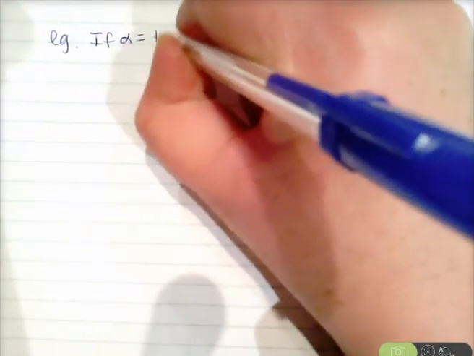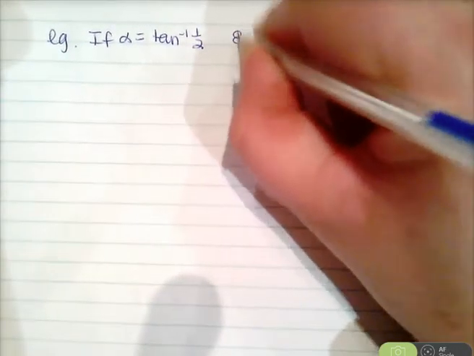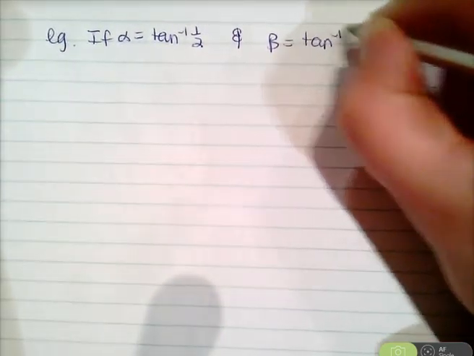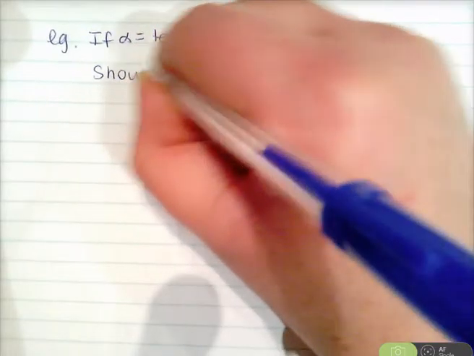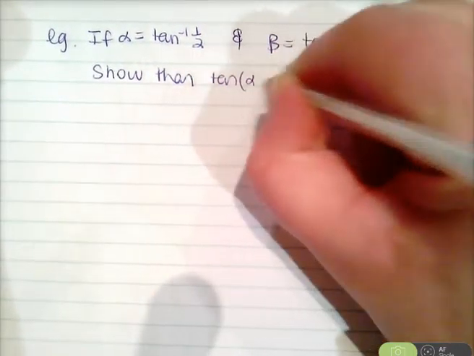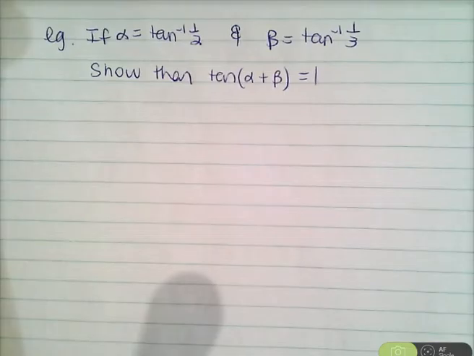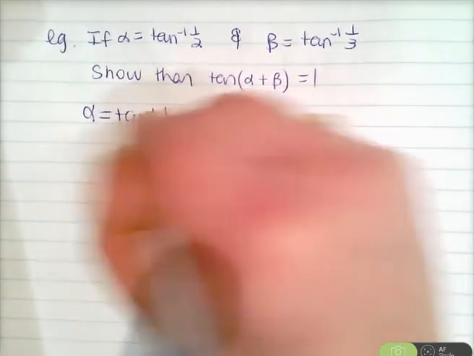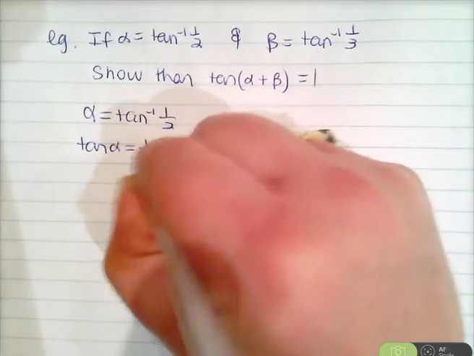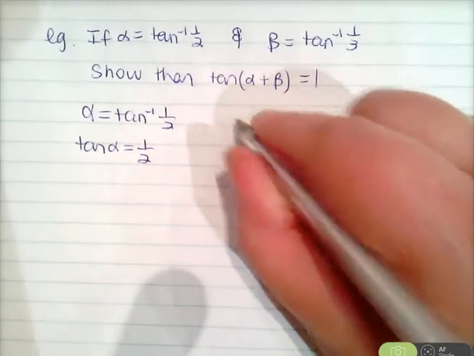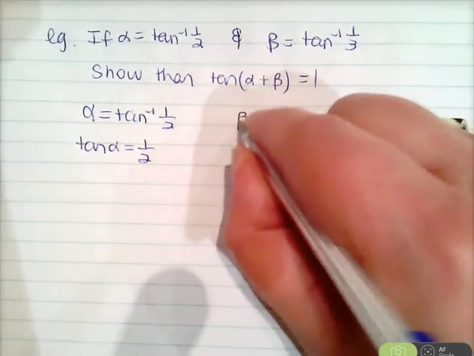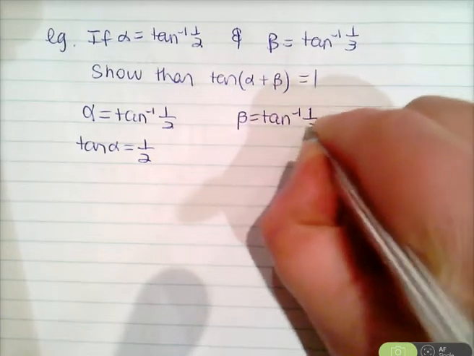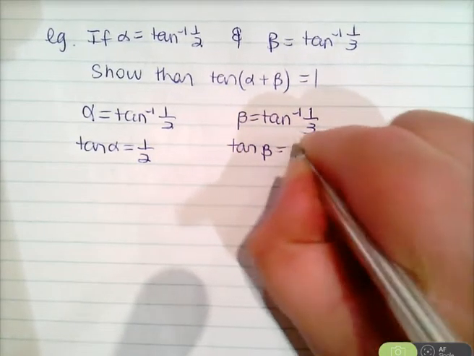One final question. It says, if alpha equals tan to the minus 1 of 1/2 and beta equals tan to the minus 1 of 1/3, you have to show that tan of alpha plus beta equals 1. Okay, so remember, alpha is tan to the minus 1 of 1/2, which means that the tan of alpha is 1/2. Beta equals tan to the minus 1 of 1/3, which means that the tan of beta is 1/3.